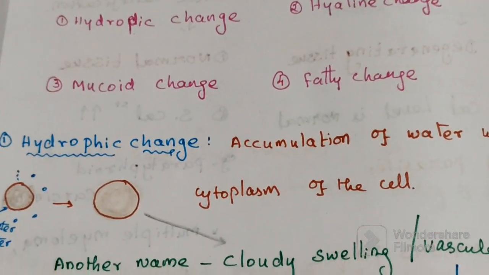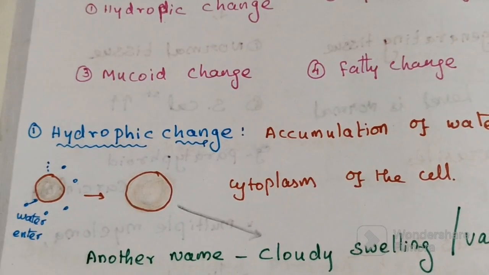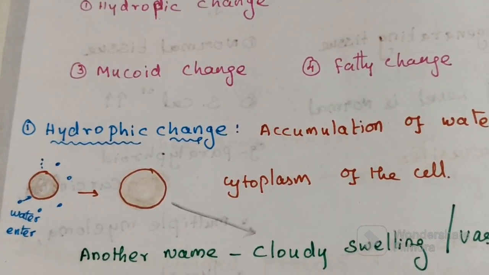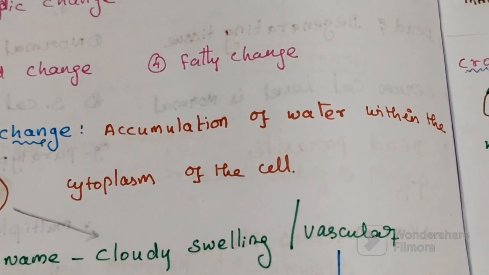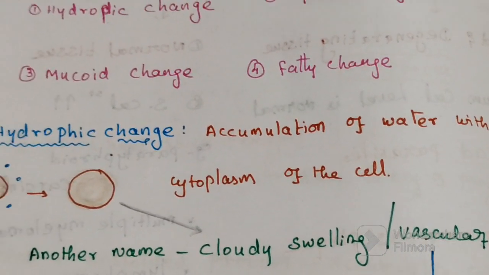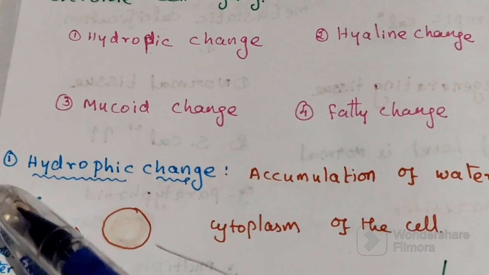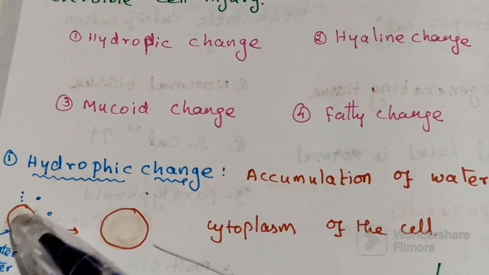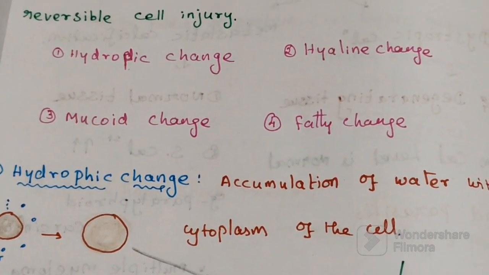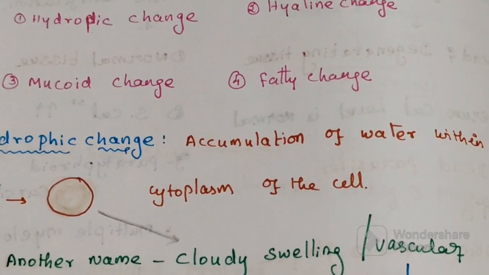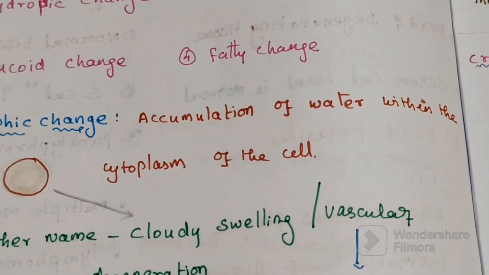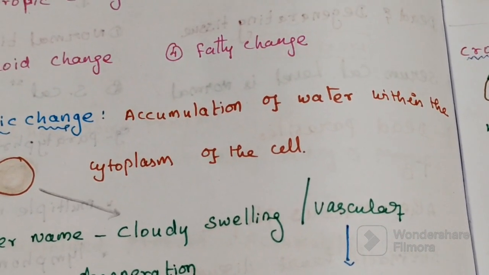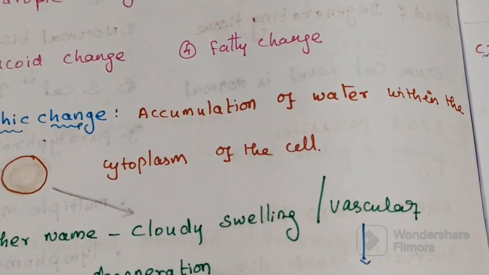First we will discuss hydropic change. What is hydropic change? Accumulation of water within the cytoplasm of the cell. So this water will accumulate in the cytoplasm of the cell. It causes hydropic swelling.